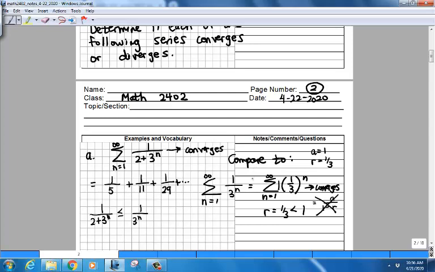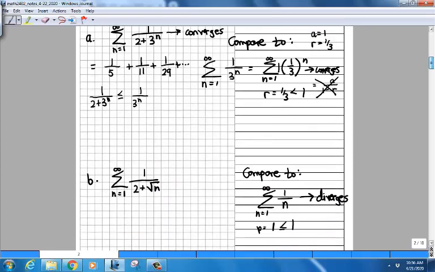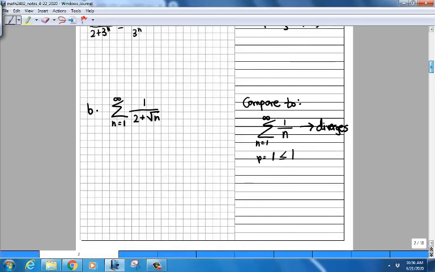The problem comes in using the direct comparison test, in figuring out, if you're given a new series, what series you want to compare it to. That's always the tricky part, and that requires a little bit of practice to learn how to do that. Let's try a second example.